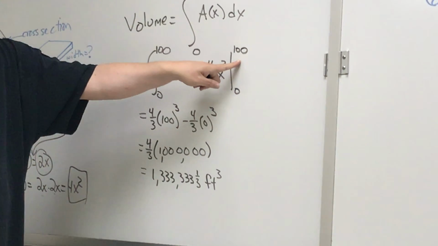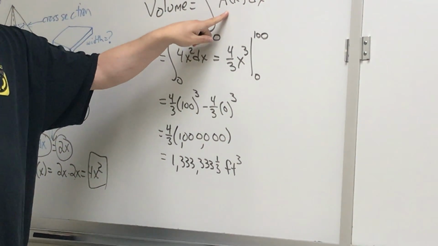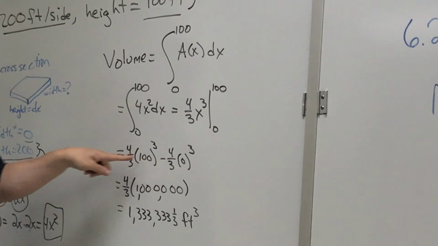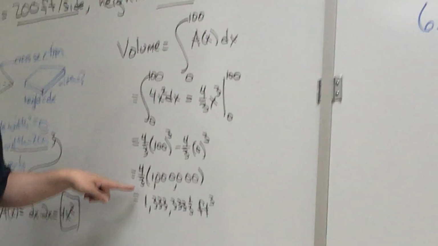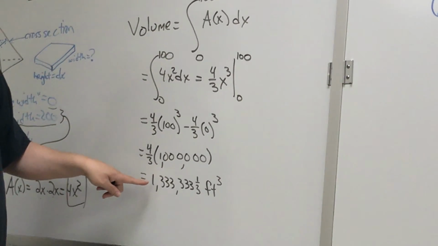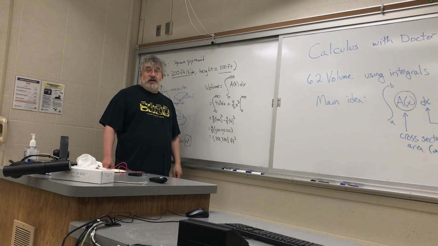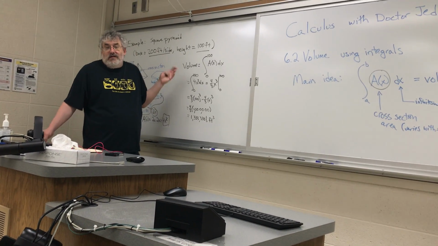That's the antiderivative. To find the answer, the definite integral value, we plug the 100 in, then we put the 0 in, and we subtract, which is done here. Multiplied out, we get 1 million times 4/3, or what is that, 1.333 million cubic feet? That's a lot of cubic feet, but it's a big pyramid.